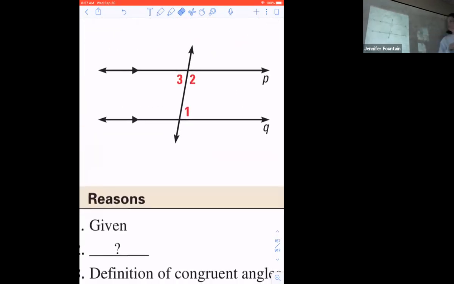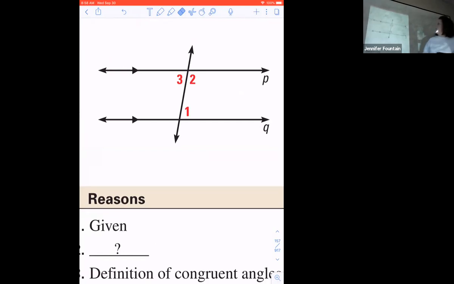Like I said, when I'm dealing with these, I want to look at my diagram and think about everything I know before I even try to read my proof, before I even start thinking about steps. I see I have angles 1, 2, and 3. What do I know about angles 1 and 2? They're not congruent. They're consecutive, which means I can add them together to equal 180. So I know that angle 1 plus angle 2 equals 180 degrees.